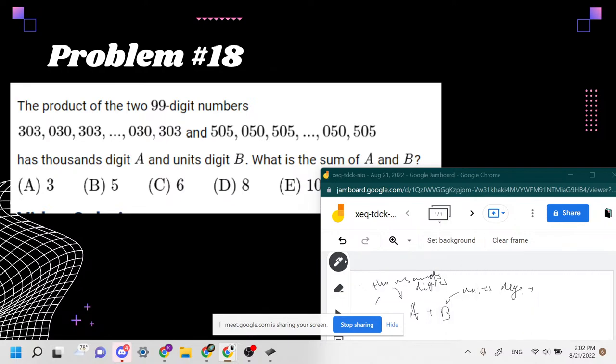This one has thousands digit N, it's alternating zeros and threes, and this one, alternating zeros and fives, has thousands digit A and units digit B. So first, for the thousands digit, the way in which we can produce a thousands digit that's not zero is by multiplying a hundreds digit by something or multiplying a thousands digit by something. So I want to just look at the thousands digit and below. And the only way we can get a units digit that's not zero is by multiplying a units digit by a units digit. So I just want to look at the ends of these.